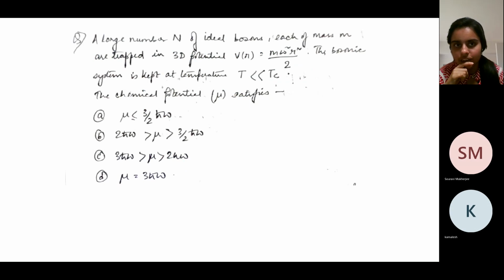So now this is another question. You have a large number N of ideal bosons, each of mass m, trapped in a 3D potential given as half m omega squared r squared. The bosonic system is kept at a temperature which is much less than the critical temperature. The question asks what condition does the chemical potential satisfy? So what will this be?